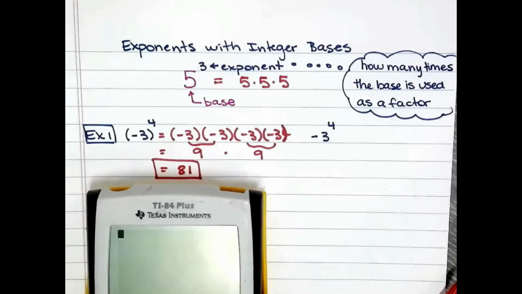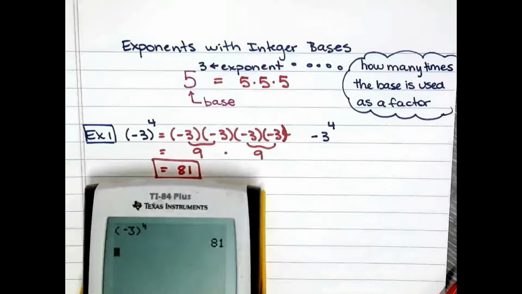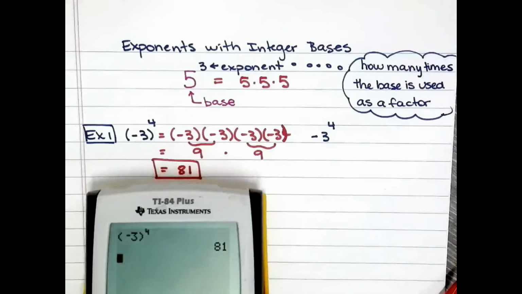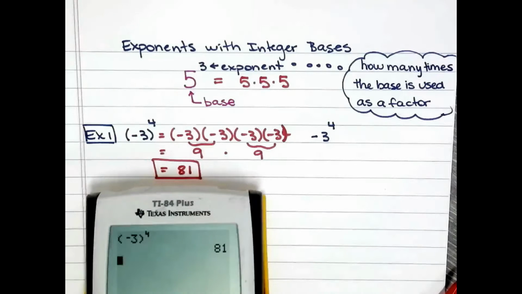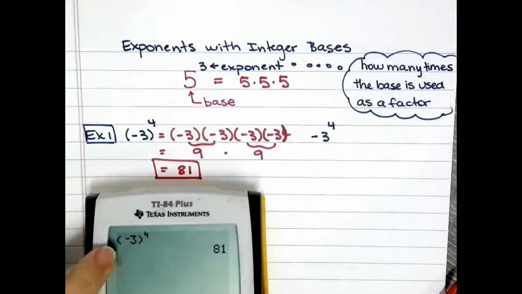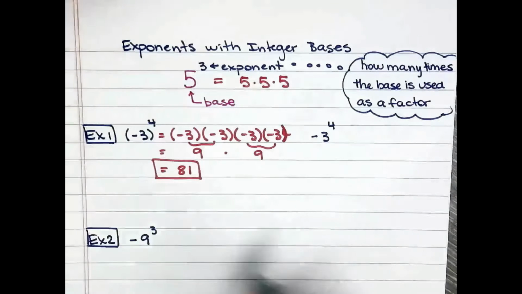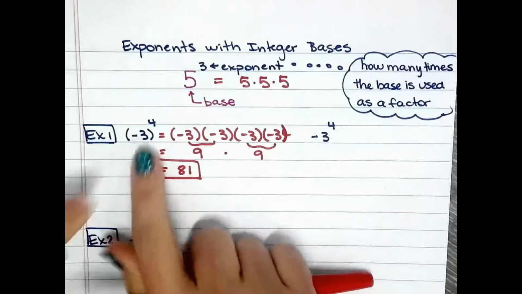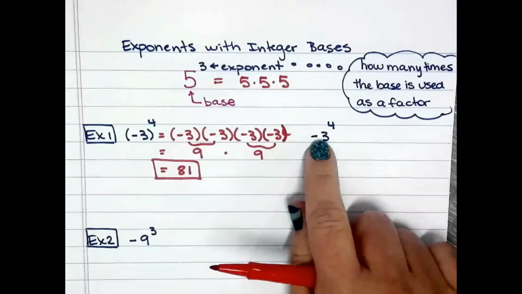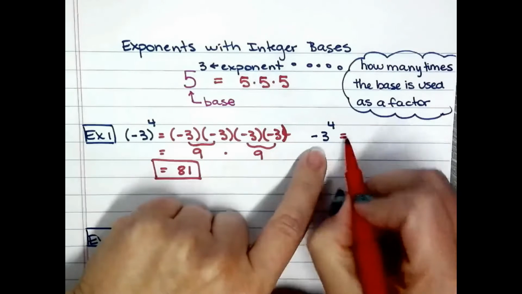Well, but if you have a handy-dandy calculator, you can just plug it in. Yeah, you can. It will give you the same 81 that you had right there. Okay? Either way. But be careful with parentheses right there. Because this question has parentheses. This question does not. So what is the difference?